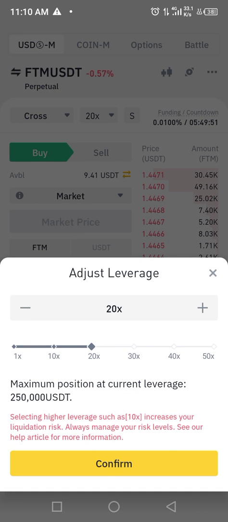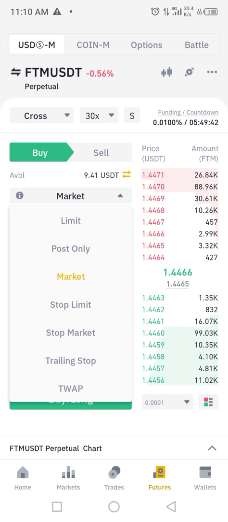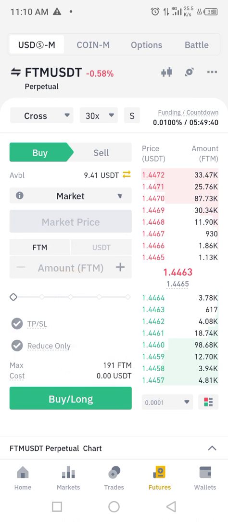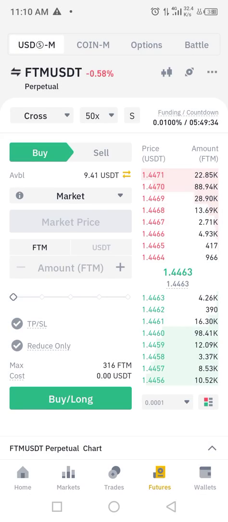But let's say I use 30x leverage, 192. Which means that after multiplying my normal balance with the leverage factor I use, this is the maximum number. But if I increase it to 50x, I will buy more. This means that the higher the leverage, the more your balance will be magnified, and the higher your potential profit or your potential loss.